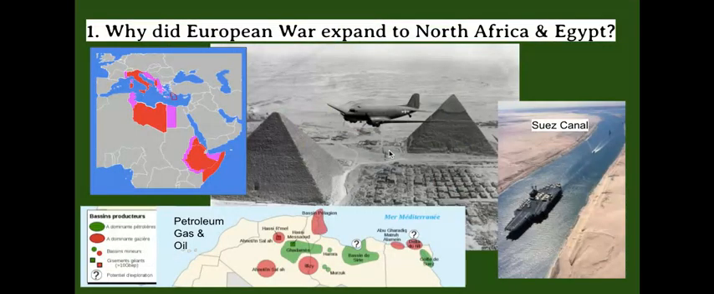Question number 1. Why did European war expand to North Africa and Egypt? So the short answer is pride and resources. Mussolini here in Italy wanted to recreate the Roman Empire.